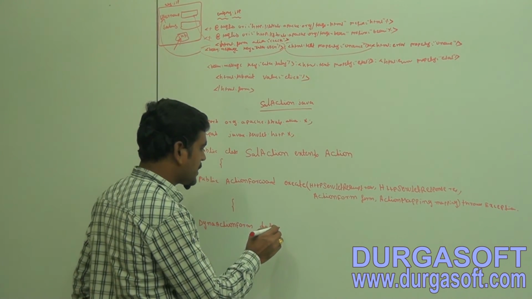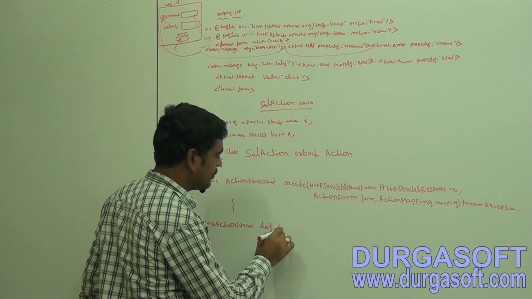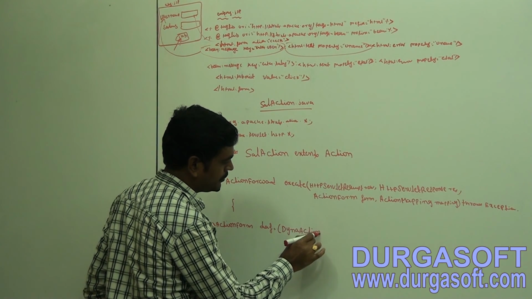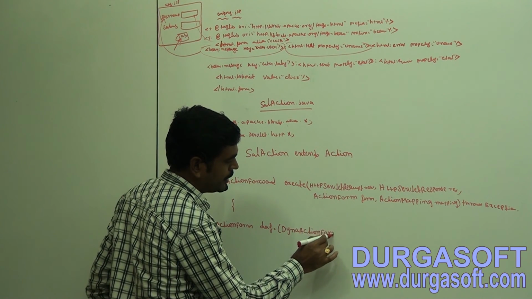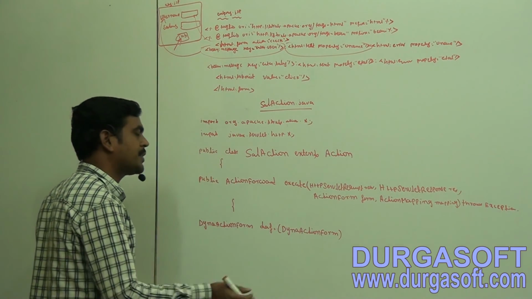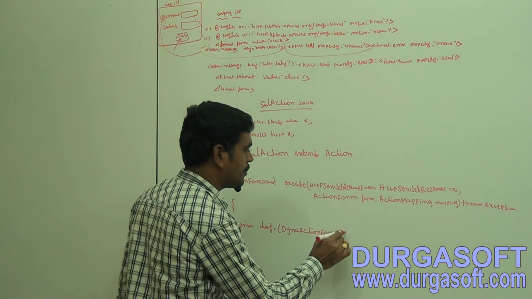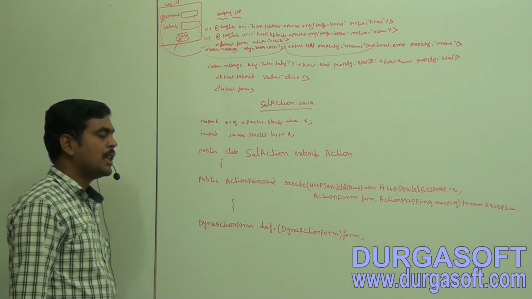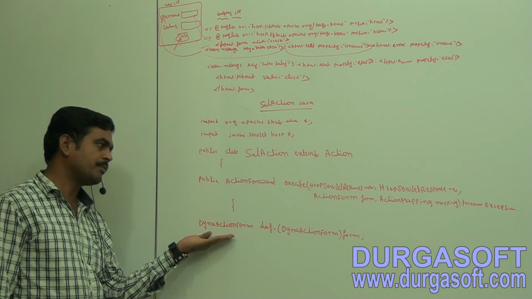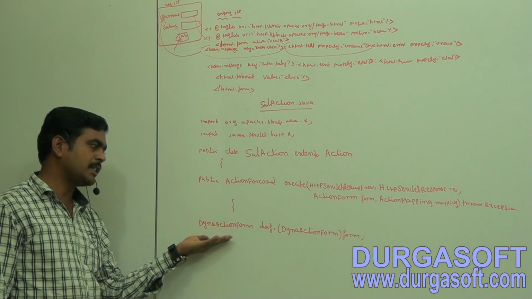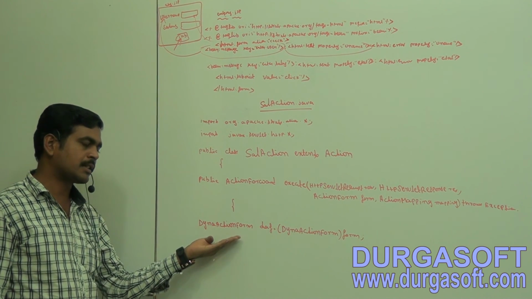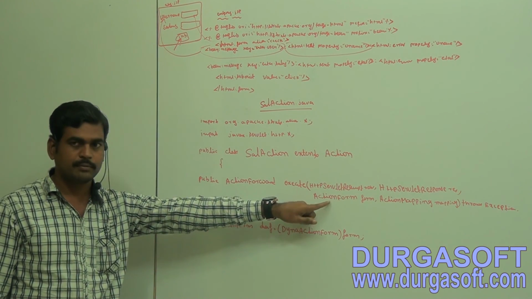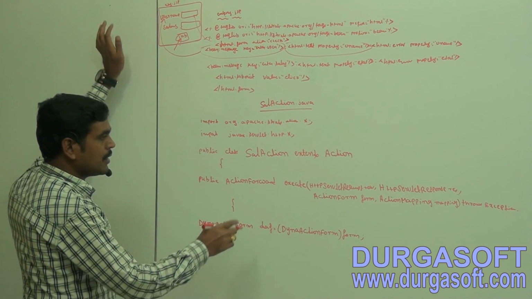So now DynaActionForm, DAF, is equal to DynaActionForm. If you are getting like this, there is nothing difficult in understanding the application flow. Very simple. Then form. How did Struts developers design this DynaActionForm? public class DynaActionForm extends ActionForm.